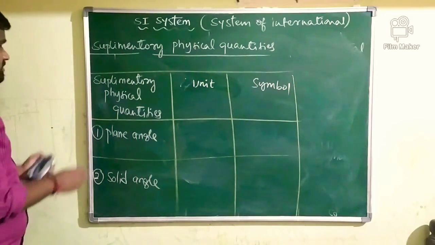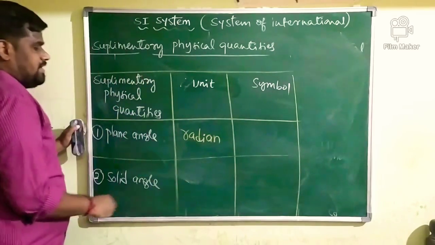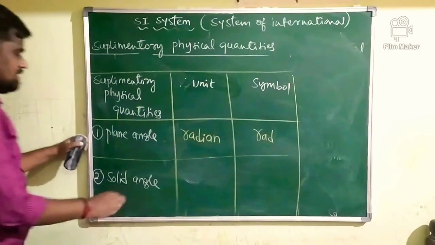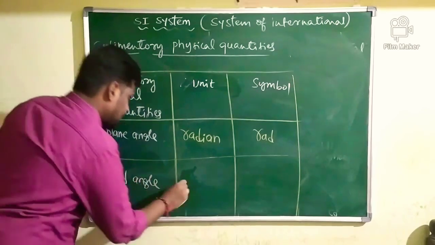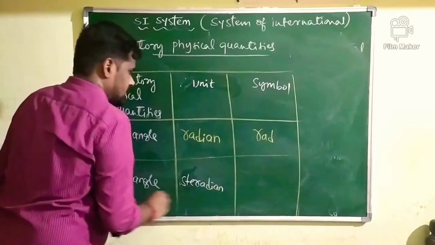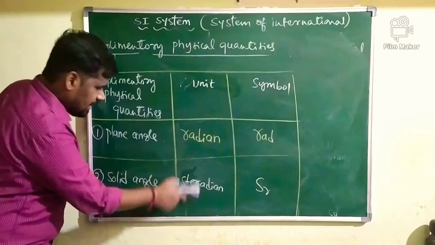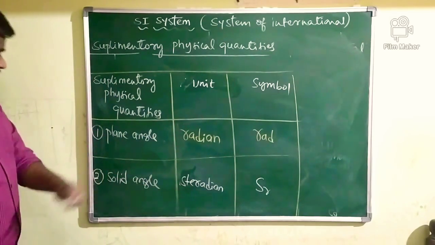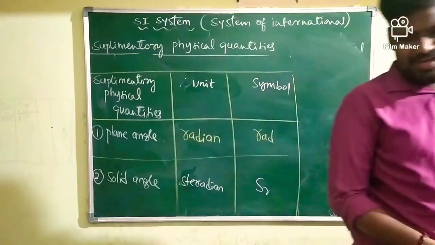The SI unit of plane angle is radian. Its symbol is RAD. The SI unit of solid angle is called steradian. That is SR. What are radian and steradian? They are called supplementary units. What are plane angle and solid angle? They are called supplementary physical quantities.